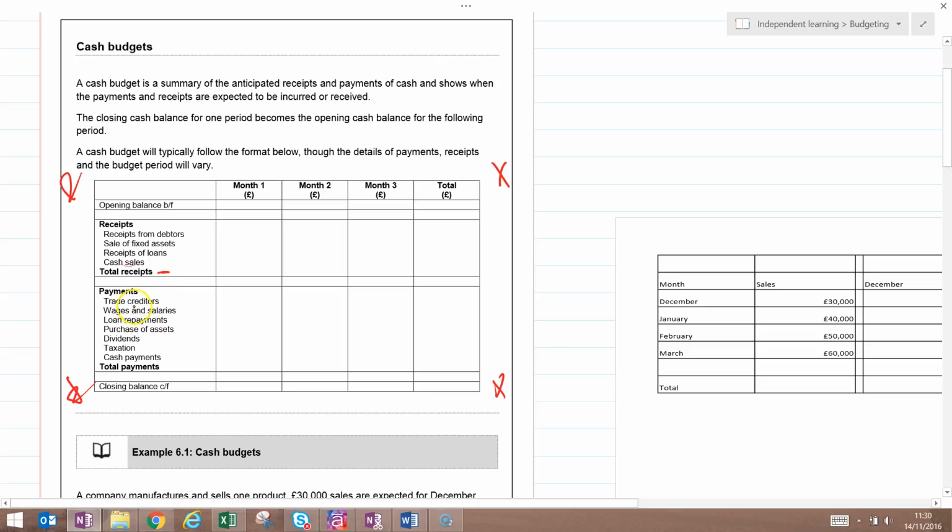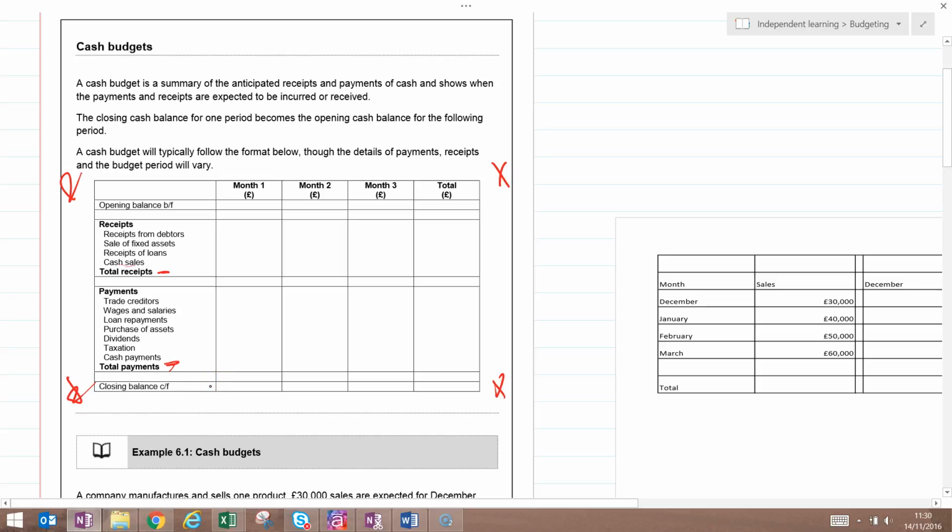Then we have the payment section, and again you list where your money is going. So we've got payment to our creditors, we've got payment of wages and salaries, loan repayments, purchase of assets, dividends, taxation, cash payments, and any other payments that you may be making. Again, no need to list all of these, only list the ones that are relevant to the question that you are completing. We then total these and we have a total payment. And the final step is the closing balance.